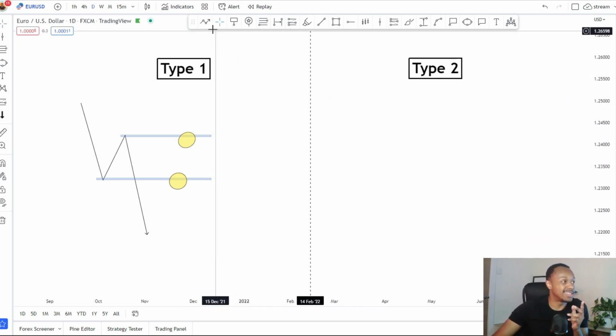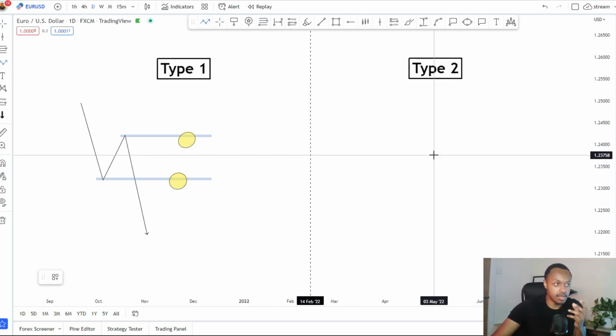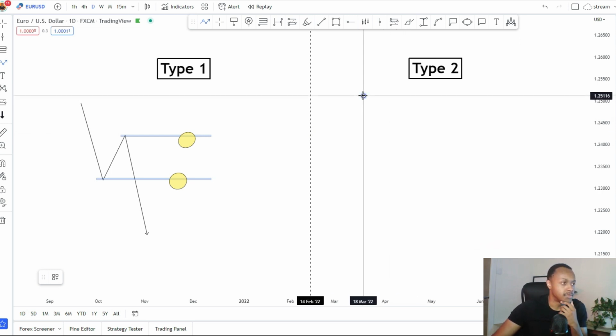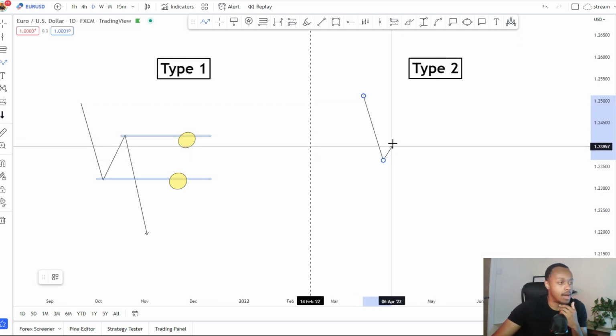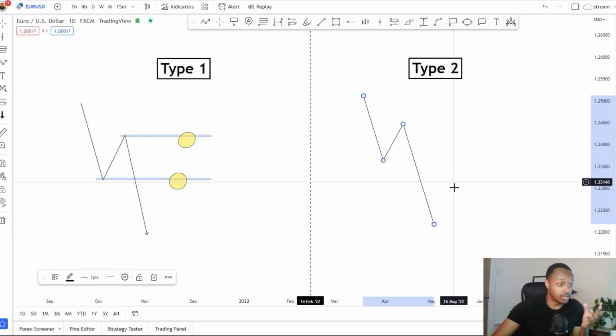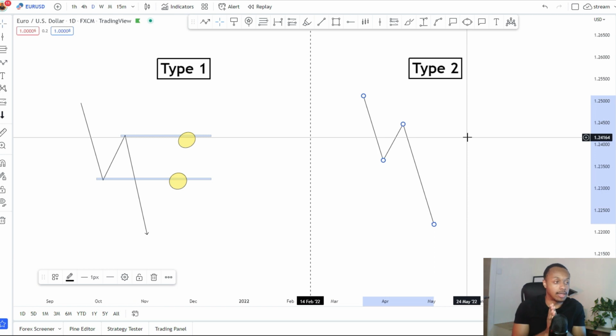And Type 2 is a little bit more complex, but nothing too crazy, of course. And this is a typical strategy when the market has a very strong move to the downside or to the upside, depending on which way it's trading. And the market is trending very strong with not much pullbacks.